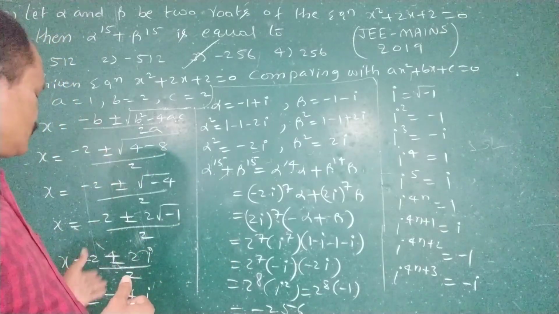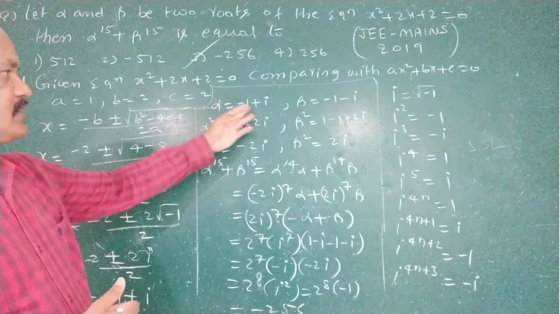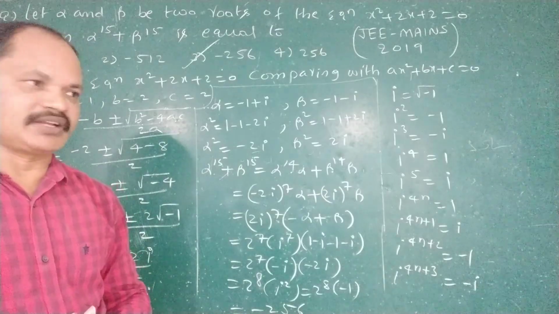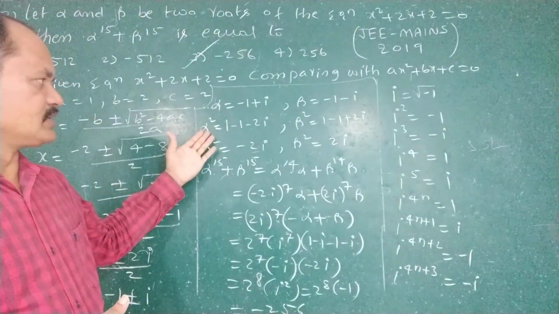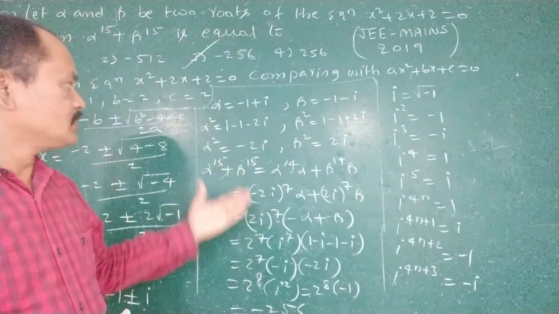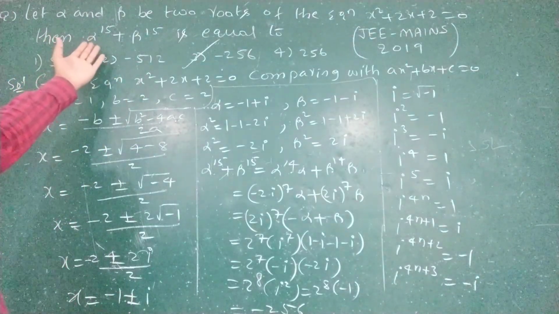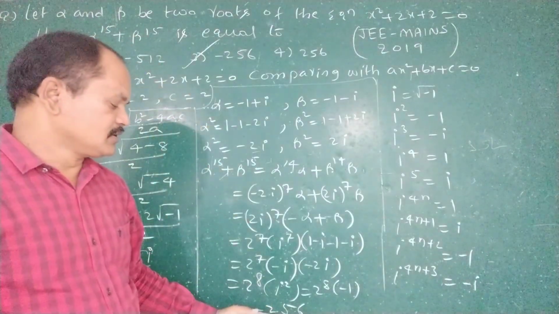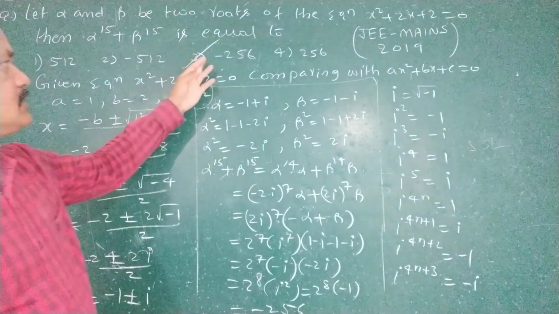Since the discriminant is negative, the quadratic equation has imaginary or complex roots. Those roots are taken as alpha is equal to minus 1 plus i and beta is equal to minus 1 minus i. From this, alpha power 15 plus beta power 15 is minus 256. That is the third option.